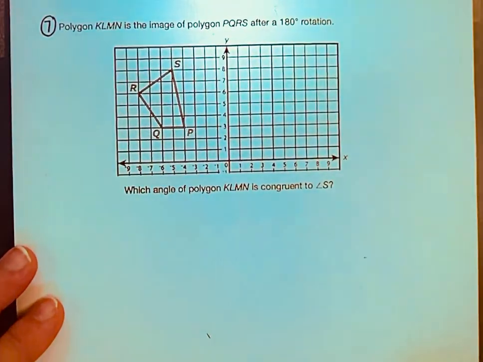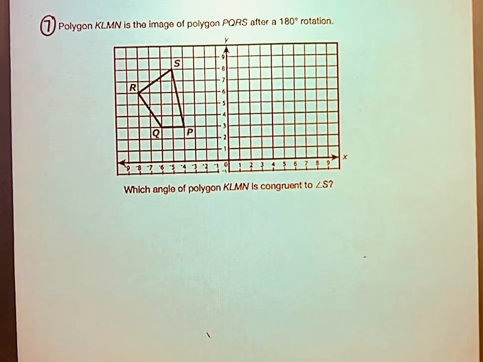All right, moving on. Number 7. Polygon KLMN is the image of polygon PQRS after a 180 rotation. Which angle of the polygon KLMN is congruent to angle S? Now this comes straight from the LEAP practice test, and it actually was a multiple choice question, but I took off the choices.